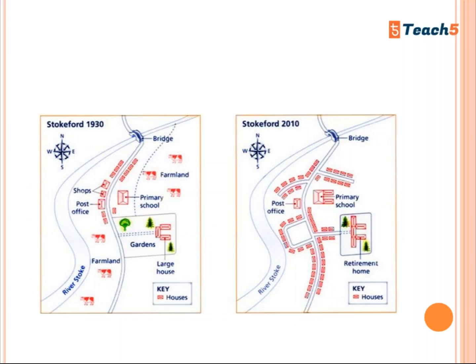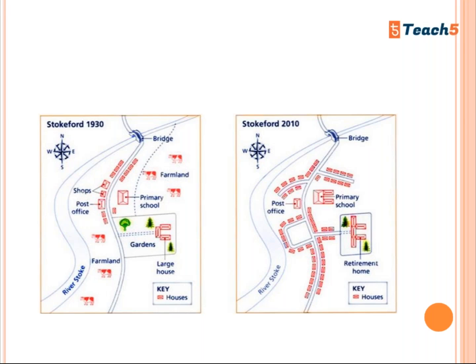Next one is a map. Stanford 1930 and Stanford 2010. In 1930 there were a lot of things given here: key house, large house, river stock, farmland, shops, post office, primary school, farmland and bridge. When it comes to 2010, the map has been limited. They have taken out other activities that were happening in 1930. So this has to be explained comparatively.